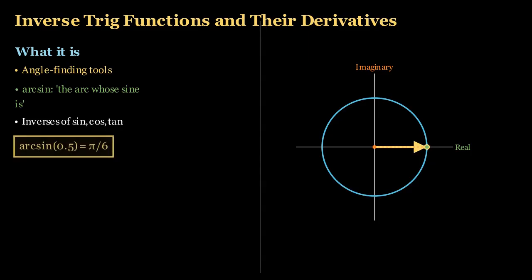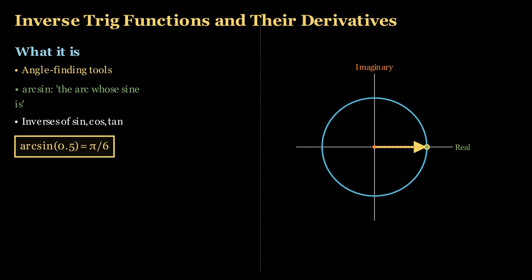The function arcsin, for example, takes a number between -1 and 1 and returns the angle whose sine is that number. The name literally means the arc whose sine is. So arcsin of 0.5 is the angle whose sine is 0.5. We also have arccos and arctan, which work the same way for cosine and tangent.